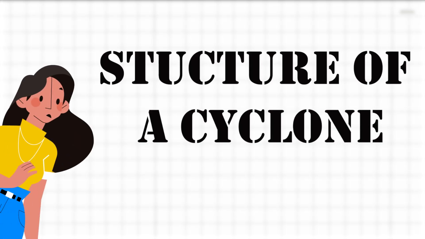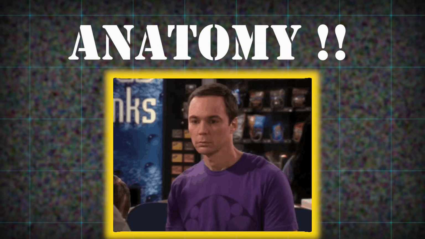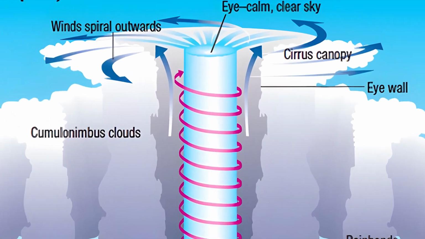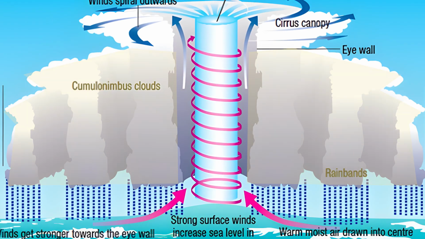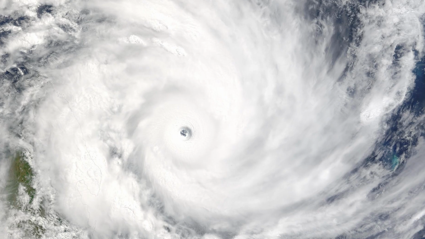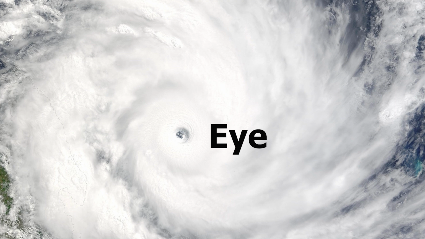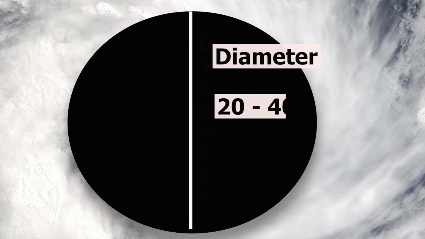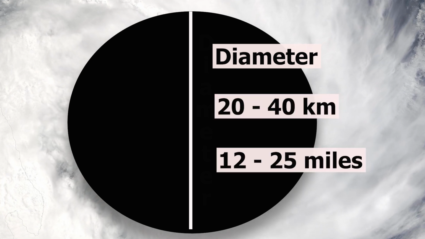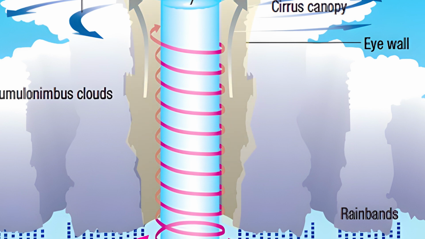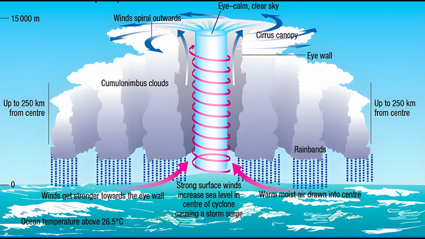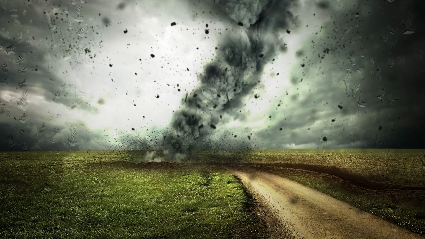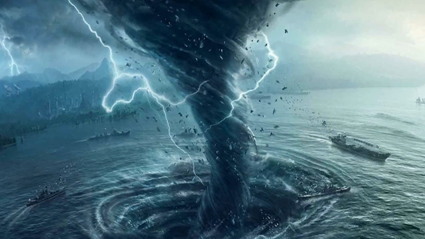Structure of a cyclone. Now, let's delve into the anatomy of a cyclone. A mature cyclone consists of several key components: the eye, the eye wall, and the rain bands. At the center of the cyclone is the eye, a calm, clear area with very low pressure. The eye can range from 20 to 40 kilometers or nearly 12 to 25 miles in diameter. Surrounding the eye is the eye wall, a ring of towering thunderstorms where the most severe weather and strongest winds occur. The eye wall is responsible for the cyclone's destructive power.